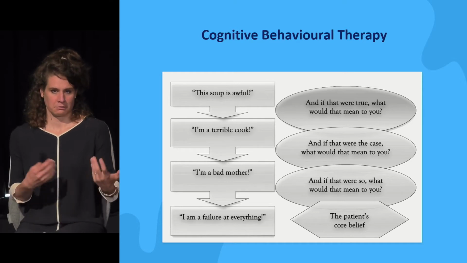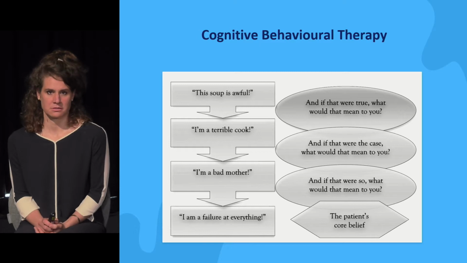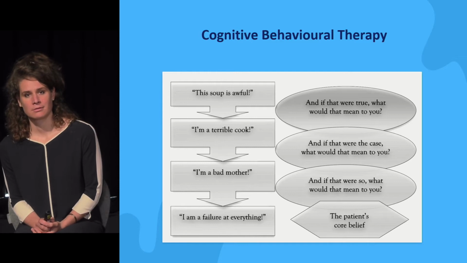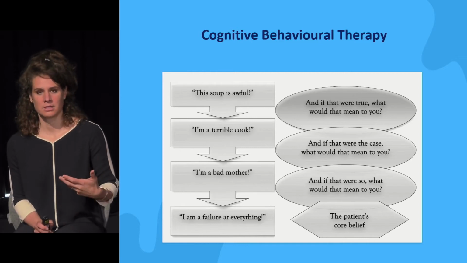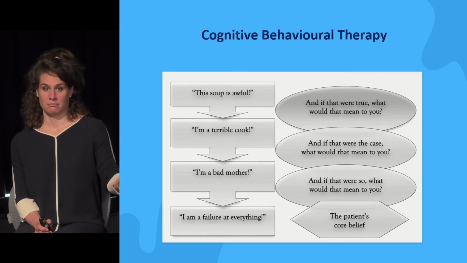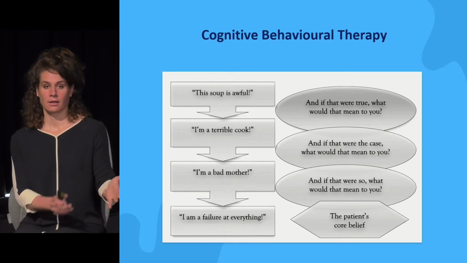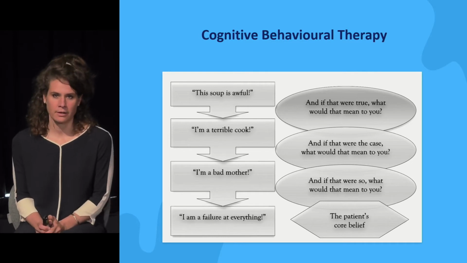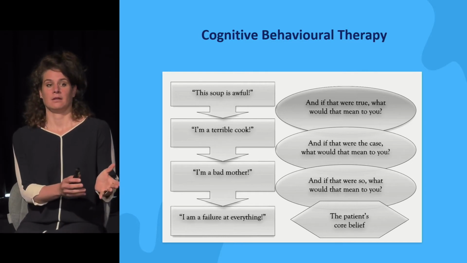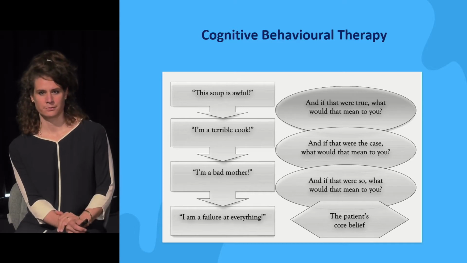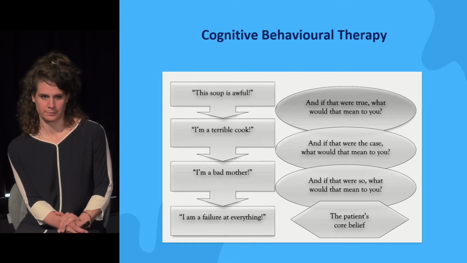You see something very daily: this soup tastes terrible. Then the downward arrow technique question is, what does that mean to you? And then it becomes a bit more general. Well, that I'm a terrible cook. And if that were so, what would that mean? The answer is, well, then I'm a terrible mother. And the next question is, let's say that is so, what would that mean to you? And then the core belief there is that I'm a terrible person.